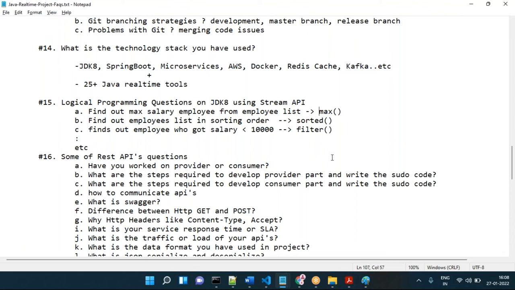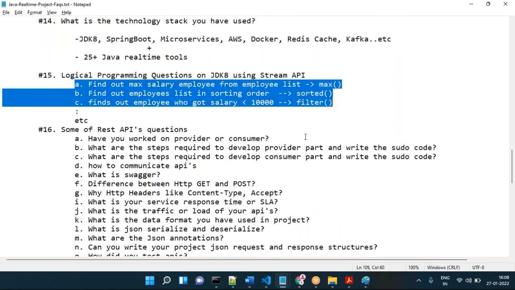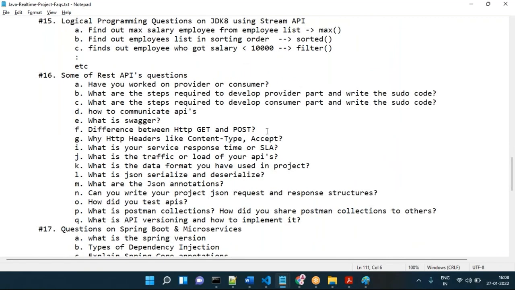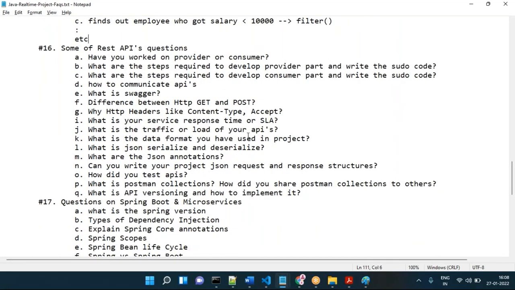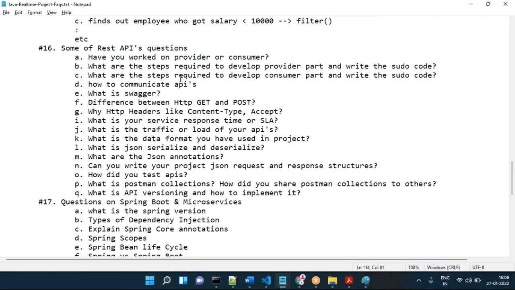Very simple, team, it is. You will see practically in our JDK 8 features. After that, it will move to REST APIs. Interviewers are asking, have you worked on provider or consumer? If it is provider, what are the steps required to develop the provider part? Write the pseudo code. What are the steps required to develop the consumer part? Write the pseudo code. How to communicate to APIs?